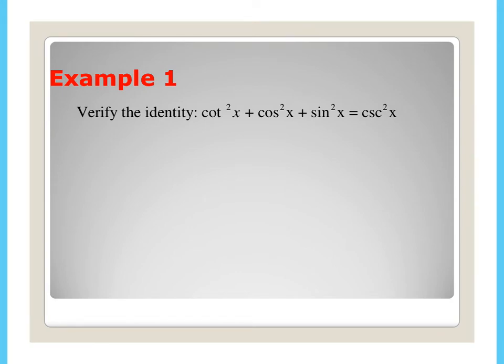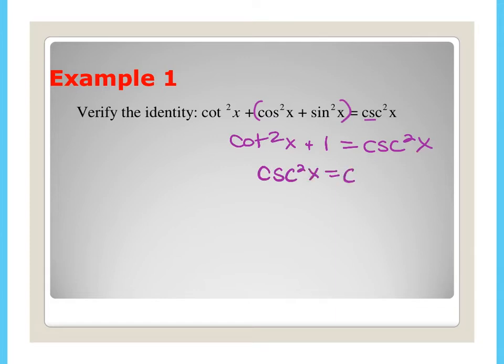All right, so this says verify the identity. Cotangent squared plus cosine squared plus sine squared equals cosecant squared. Obviously, what side of this should you be working with? The left, okay? So I know I'm done when I hit cosecant squared x. What's on the left that you can do? Cosine and sine could be 1. Good. Cosine squared plus sine squared can be 1. And then I get cotangent squared x plus 1 equals cosecant squared x. What do I do with cotangent squared x plus 1? Make it cosecant. That's your Pythagorean identity, right? And that equals cosecant squared x.